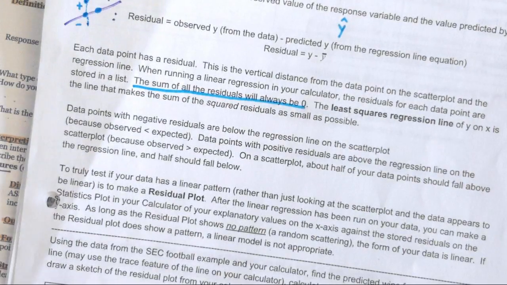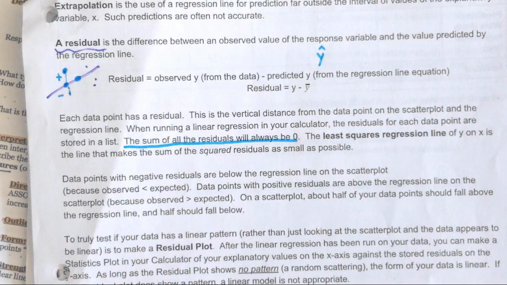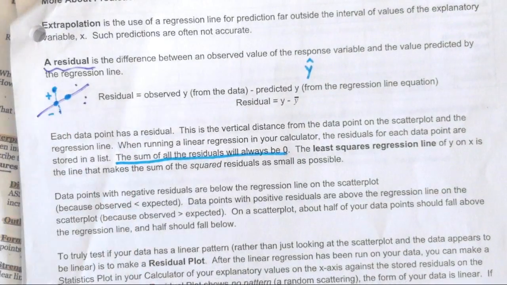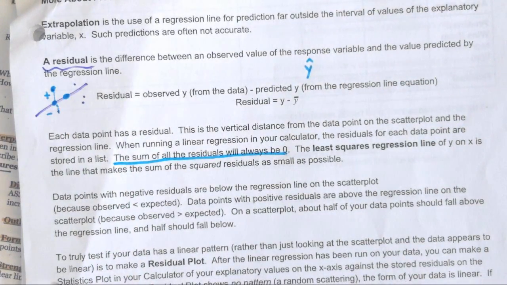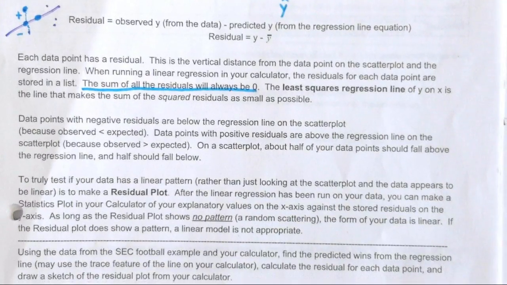Data points with negative residuals are below our expected value line. They're down here, below our line. If you have a positive residual, you're above our line. And since we're supposed to have a residual sum of 0, and since our line is fitting so well, half our points should fall above our line, half should fall below. And if it was fitting perfectly, then all our points would be directly on the line.